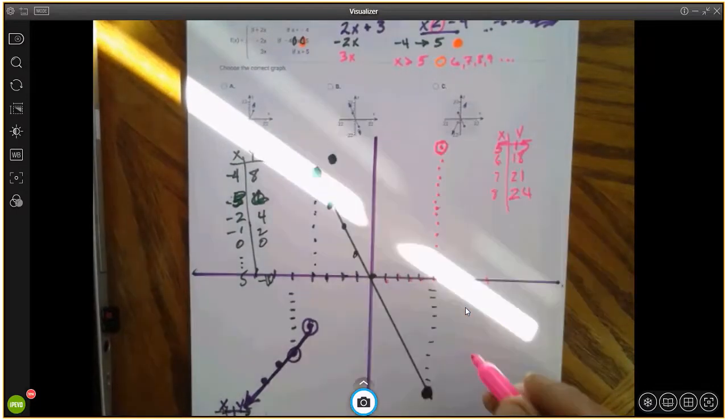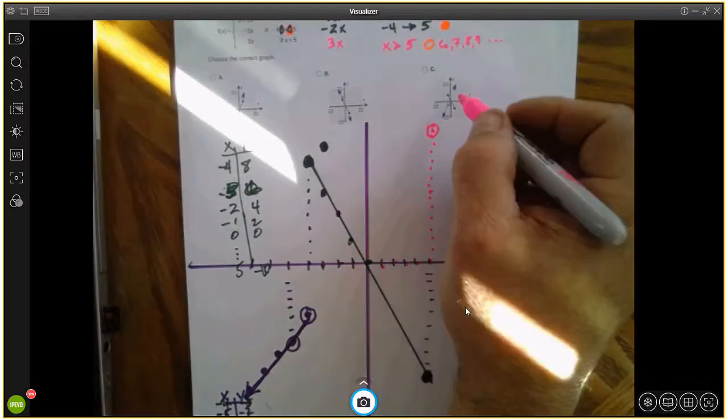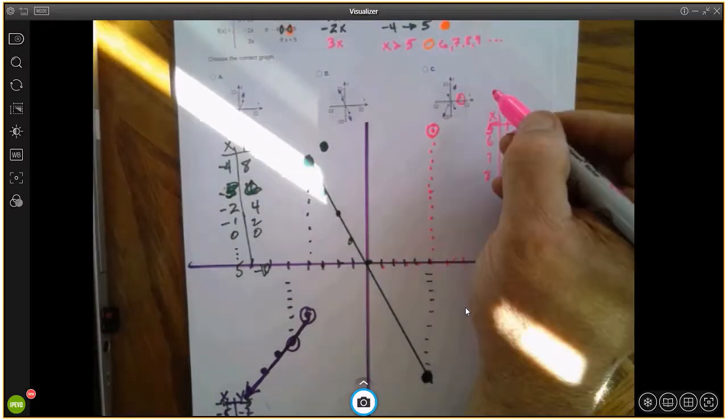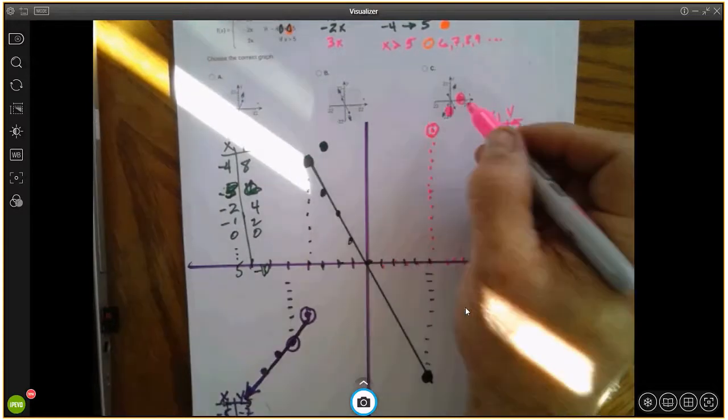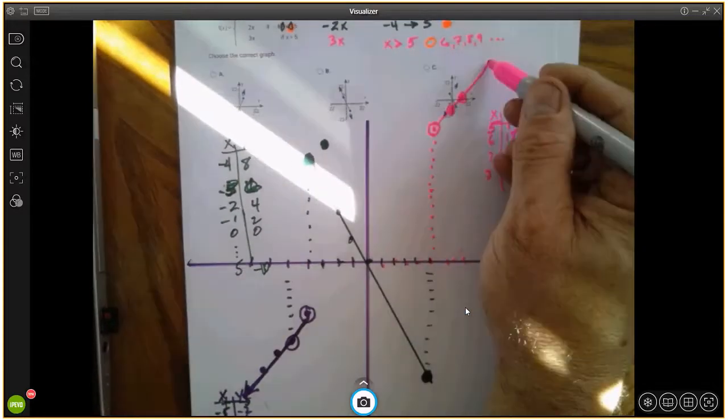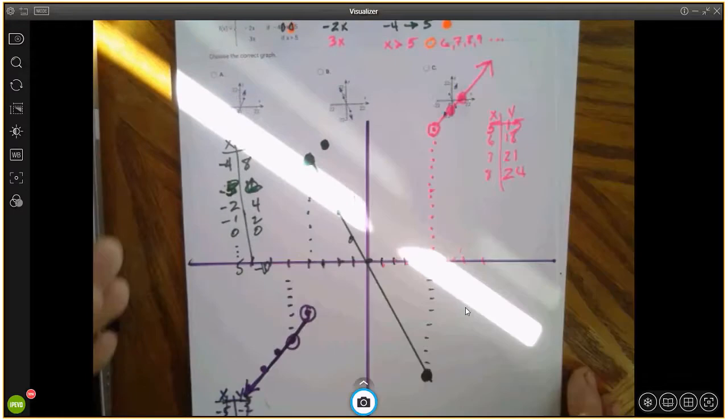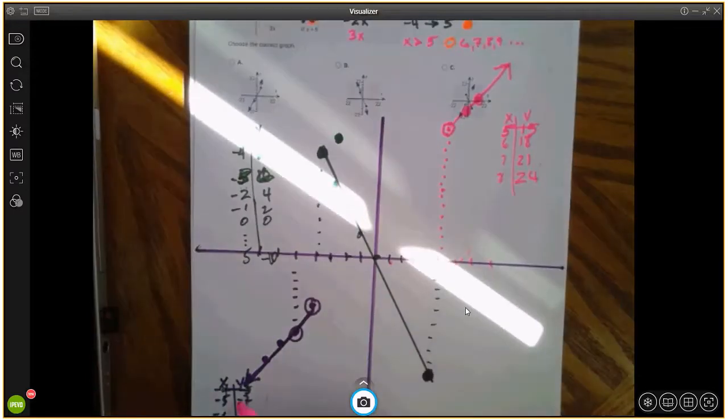And then 6 is going to be 18. And then 18 right there. So you got a line going like that. So you got 3 lines. You got one line in the lower third quadrant. You got one line right here going through the origin, and you got one line going like this.